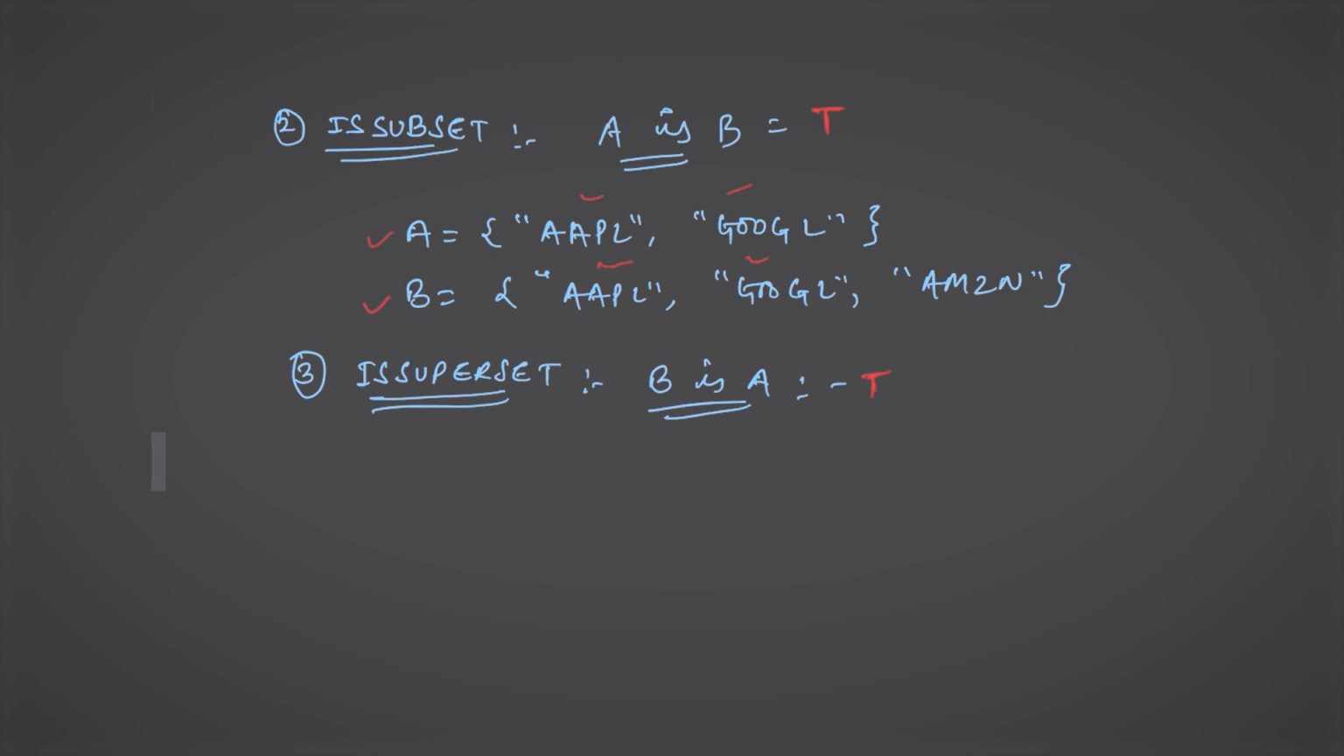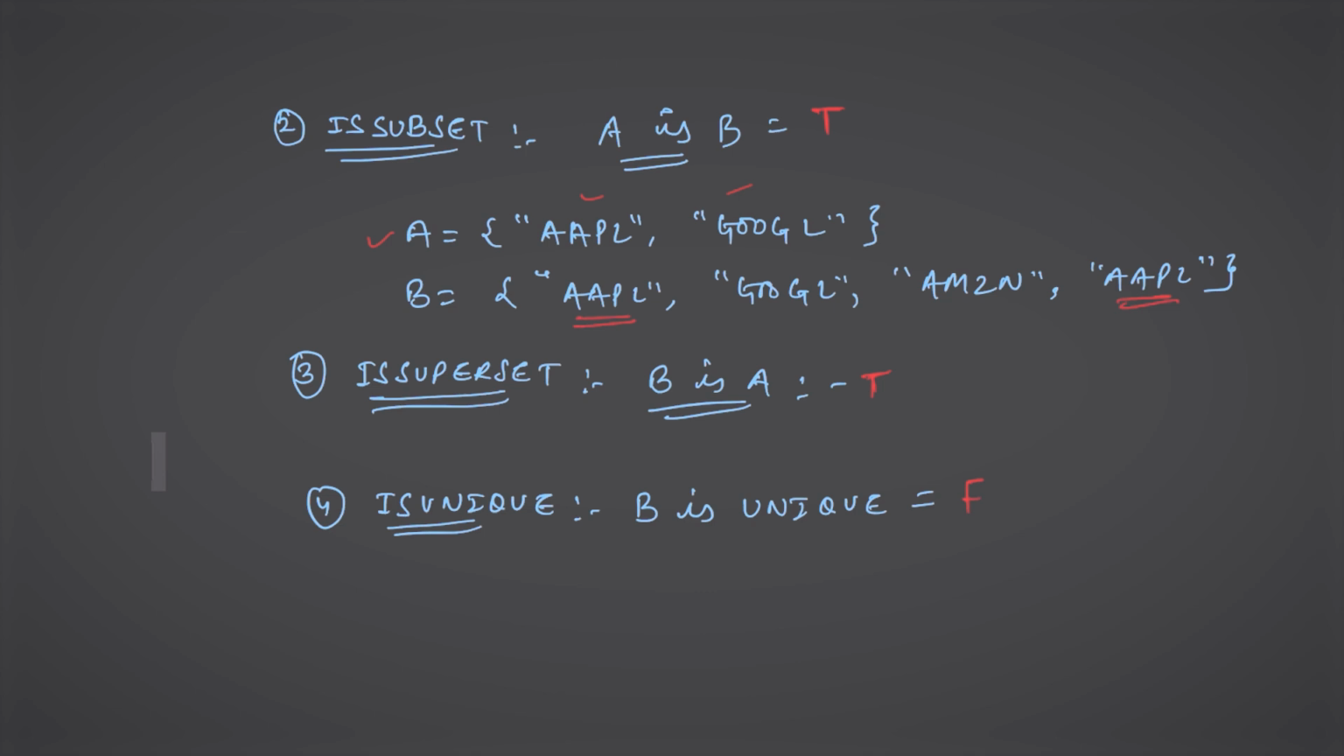Similarly, next we have unique. So is unique. In this what happens? For example, we have this set B. So I'll just add another element in this, and let's say this is Apple. If now someone asks if B is unique, then we can say it is false because it is not unique. It contains the Apple element. So when we have duplicates, we can say that that particular set is not unique.